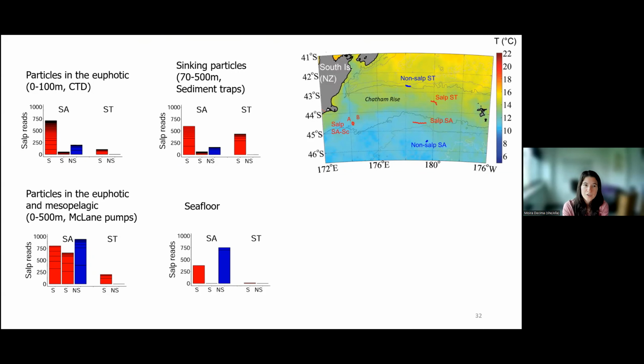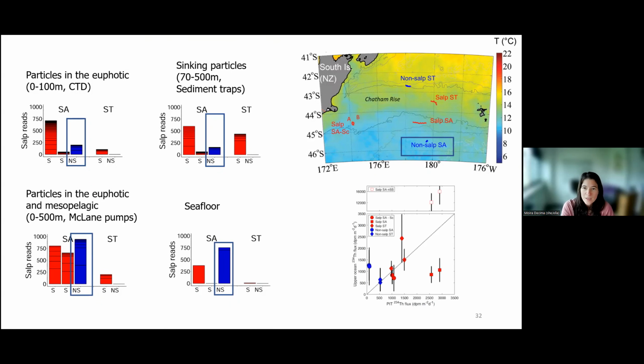This that I'm showing here is DNA data. These are Salp reads that we collected in the photic zone, that we collected on sinking particles in sediment traps, that we collected in the photic and mesopelagic zone, and also that we collected from the seafloor. And the one thing I want to draw your attention to is that in our non-Salp subantarctic location, we did find lots of Salp DNA reads in the water column, but also in the deeper water and also on the seafloor. And this is consistent with our results from our thorium approach to measuring carbon export.